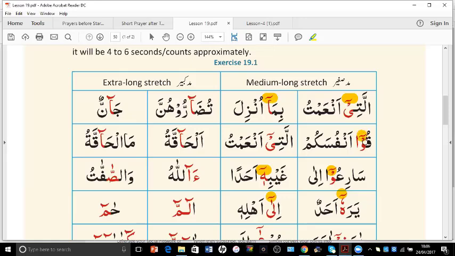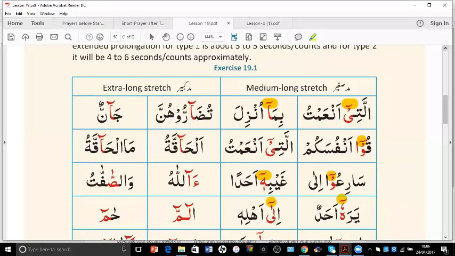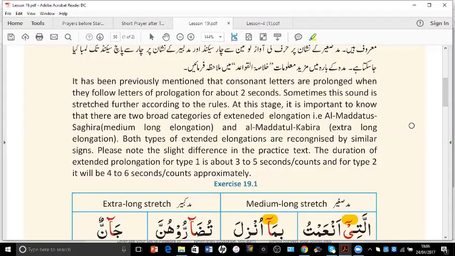Okay, when you see this small wiggly sign, what you need to understand is that the normal elongation for 2 seconds is going to be a little bit longer. This small wiggly sign here is, and I'll take you back to the text so that you know where it was mentioned, is this here, the al-maddatus saghira, medium long elongation, and it's the type 1, which is extended for 3 to 5 seconds.